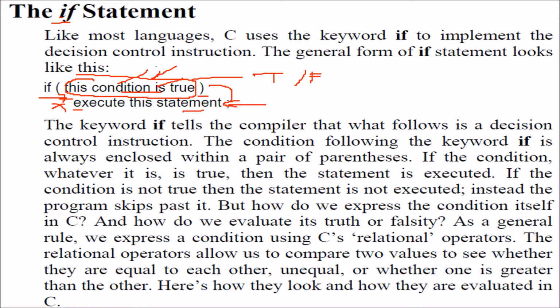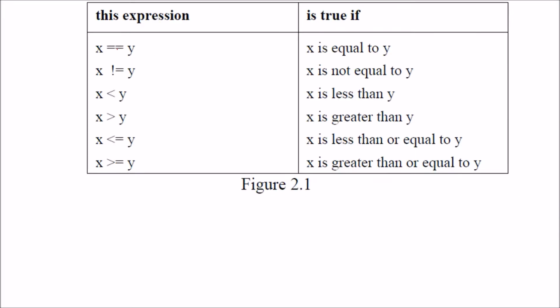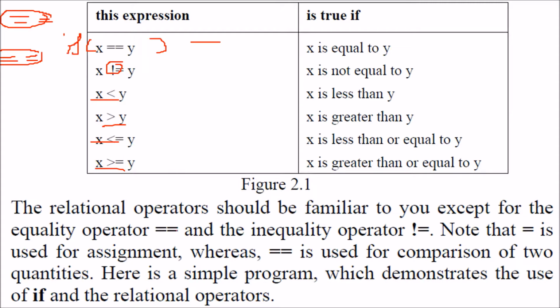We'll use relational operators, like x equal to y. If I write if x is equal to y, please understand that equality is checked through double equal to, so these are two equals signs, not assignment. So x equal to y, x not equal to y, x less than y, x greater than y, x less than or equal to y, and x greater than or equal to y. These are relational operators.